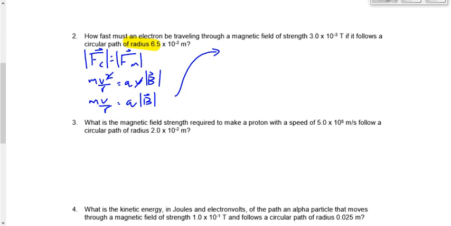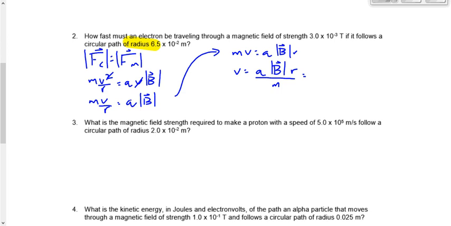Yeah, you multiply it. So we get mv equals Q times B times R. And then we're going to solve for V. How are we going to get rid of that one? We're going to divide by the m, right? So V equals QBR over m.